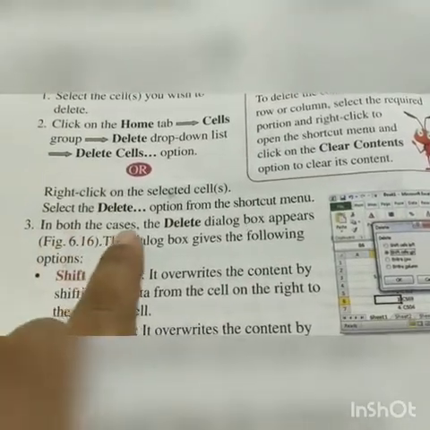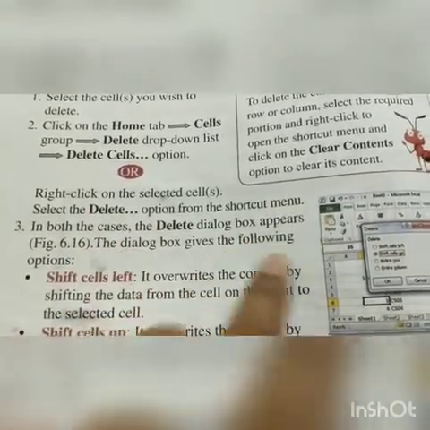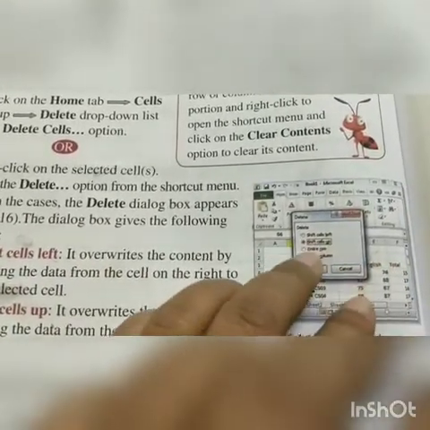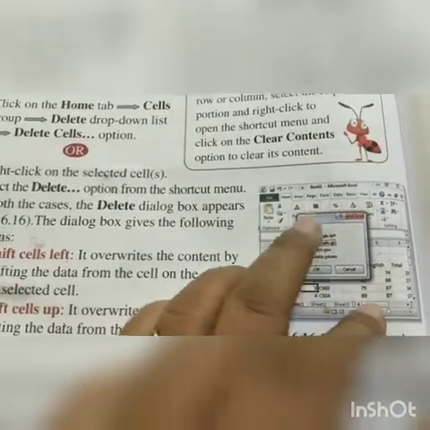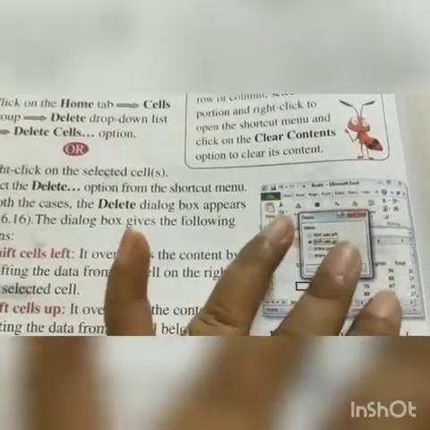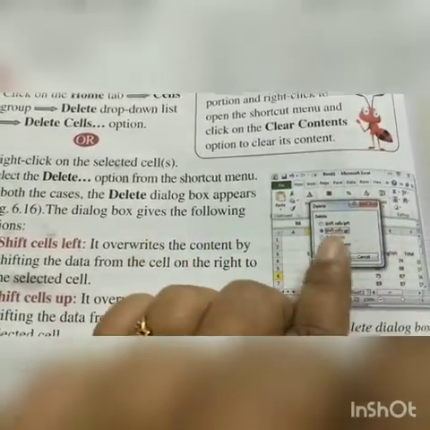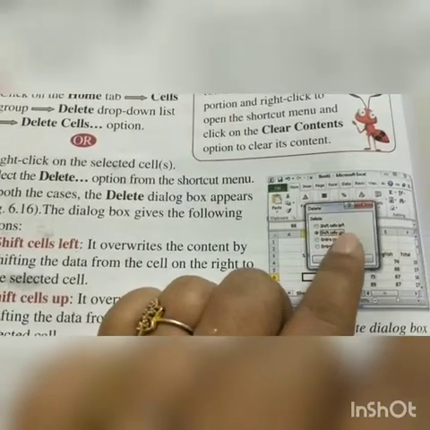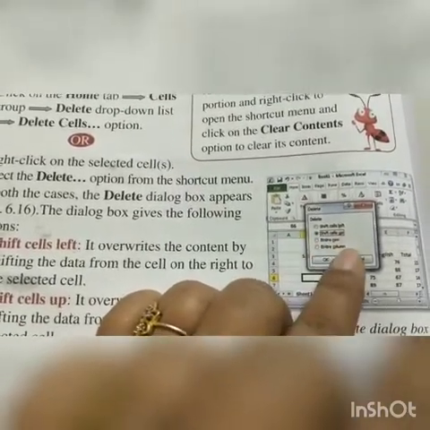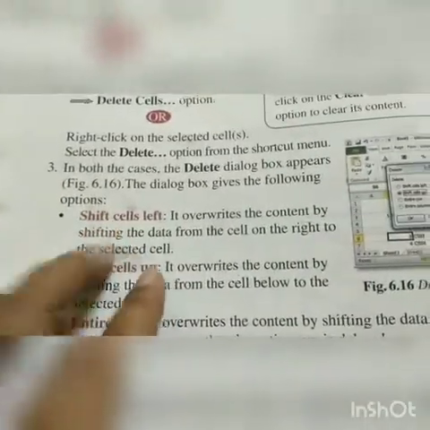3. In both the cases, the Delete dialog box appears. The dialog box gives the following options. Like before, when adding rows and columns, this drop-down list will come out from here, and you can delete the cell. Okay, so here Shift cells left is there, Shift cells up is there, Entire row is there, Entire column is there. Okay. Look, now what will happen?